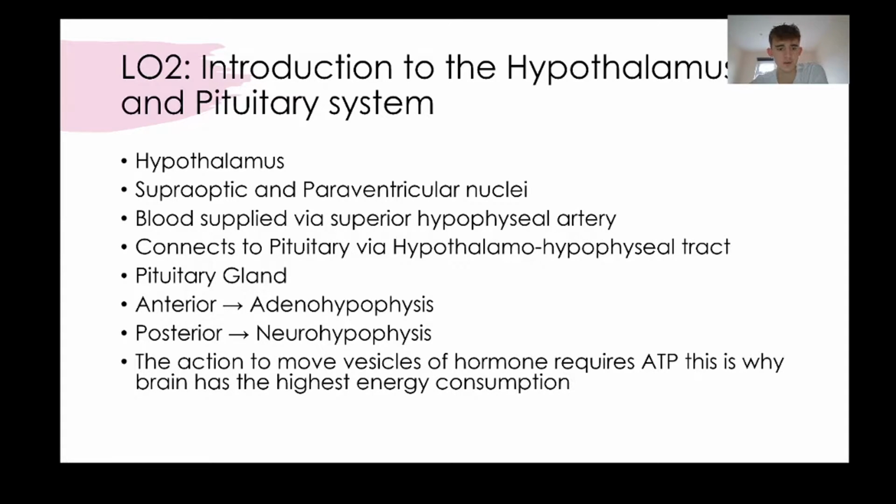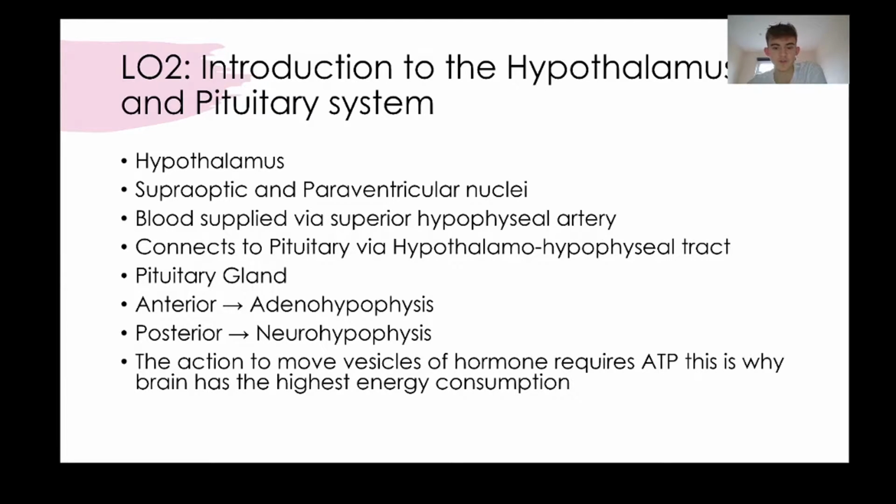We've got the anterior, which is the adenohypophysis, which releases most of the hormones we're going to talk about. And then we've got the posterior, which is the neurohypophysis, which releases some of them. It releases fewer hormones, but it's still as important. It releases stuff like oxytocin and vasopressin.